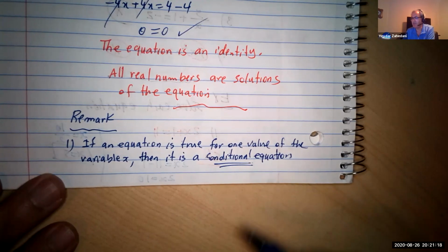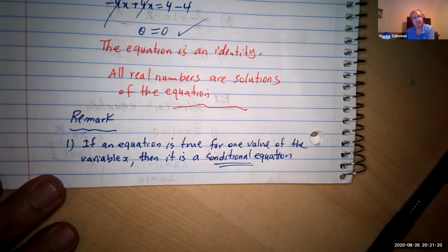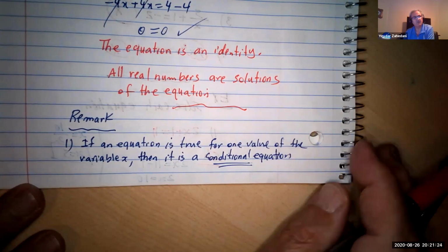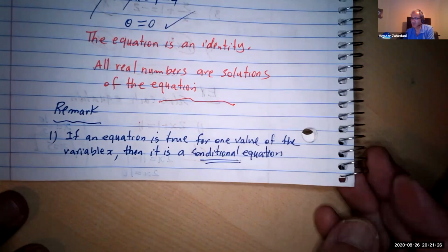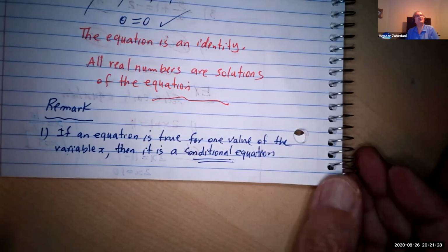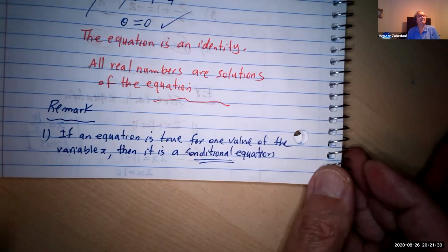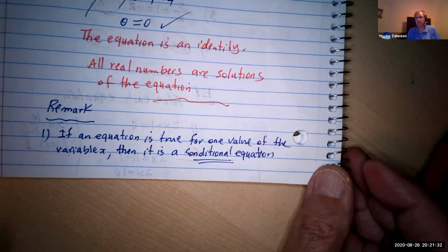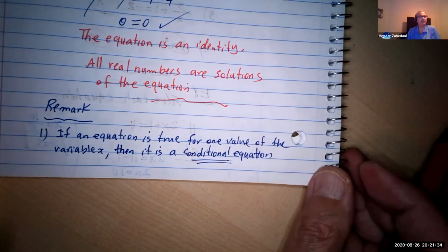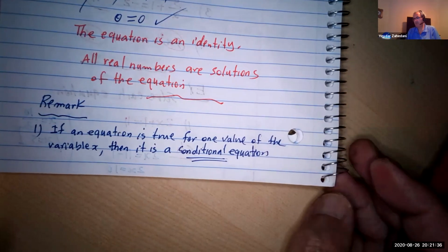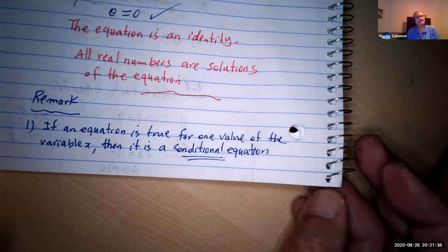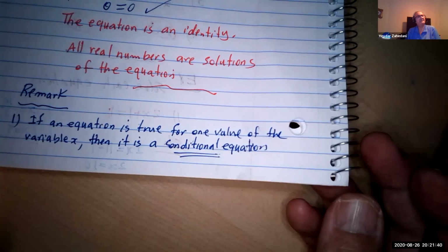Okay, in some books, the contradiction and the conditional one are considered as one, but in your book they distinguish between these two. So if you solve it and you get a solution, your equation is conditional. What is the condition? The number that you got for x. Any questions? That's case 1. Done with this one.